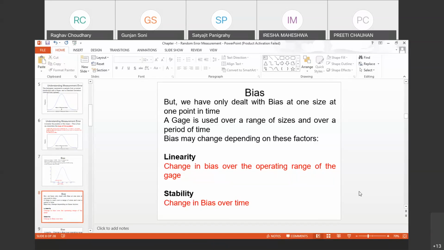Linearity is the change in bias over the operating range of the gauge. Consider a weighing machine. Now this weighing machine has a range from 0 to 200 kg. Although this machine is designed for a maximum of 200 kg, the linearity, the proportionality of the reading with the actual weight on the weighing machine, may not be proportional, let's say, after 150 kg.